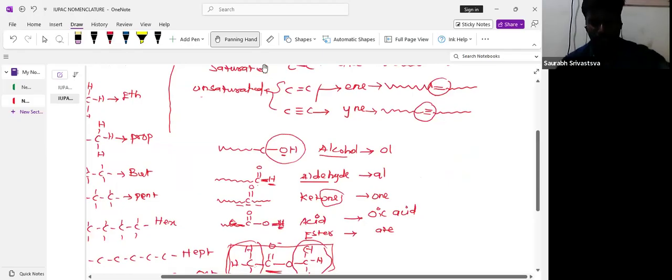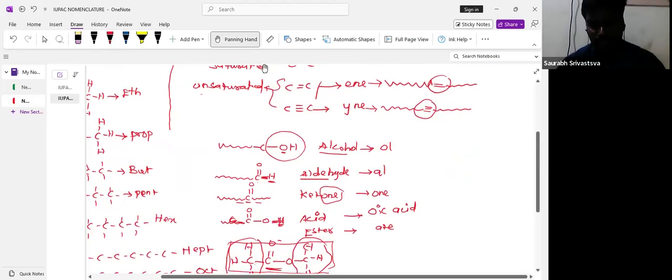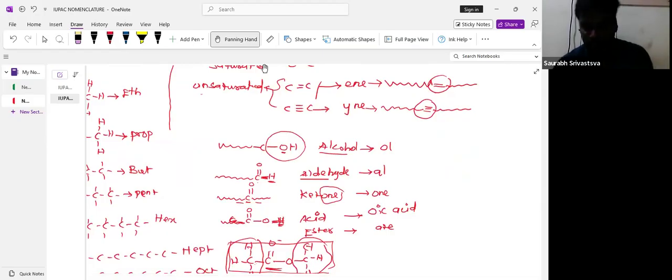Because we're finding the name, acid is easy and ketone is easy. From the name itself, we can write the last terminal. If they give "one", you can easily understand this is the keto group. If they give "al", you can understand it is the aldehyde group. And if they give "ol", it is alcohol. Like this you have to remember and identify.